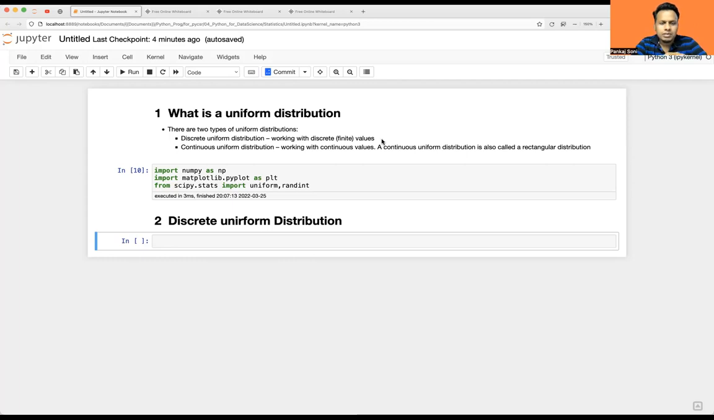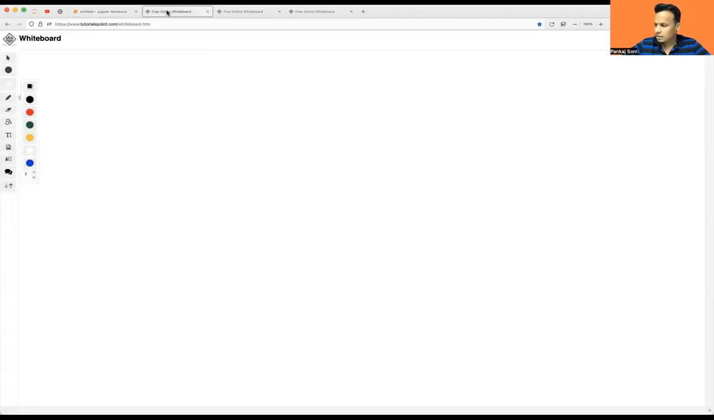Okay, and another distribution will be continuous uniform distribution, where let's say you have given values, and within those values there could be infinite values. Let's say between 1 and 2, right? So 1.1, 1.2, 1.3, and 1.23, 1.45, right? So there could be infinite possible values. That's why it is called continuous uniform distribution. Okay, so let me explain on our whiteboard what those are and how they look.